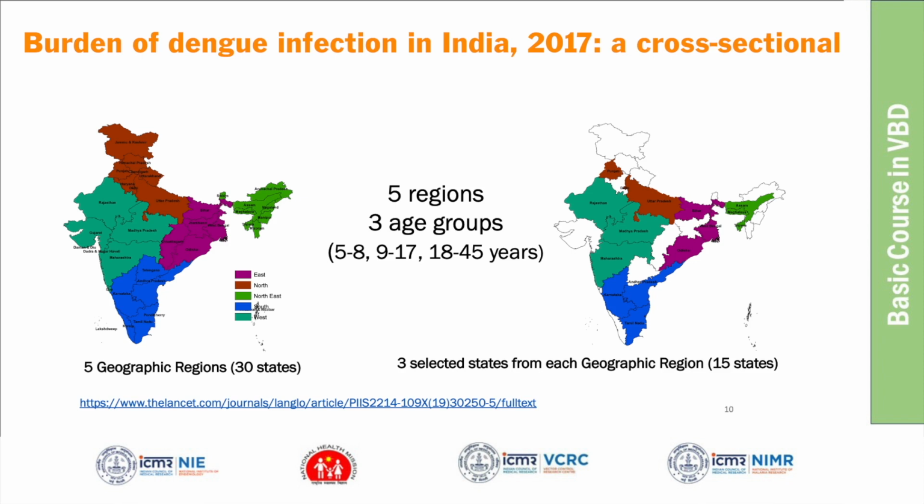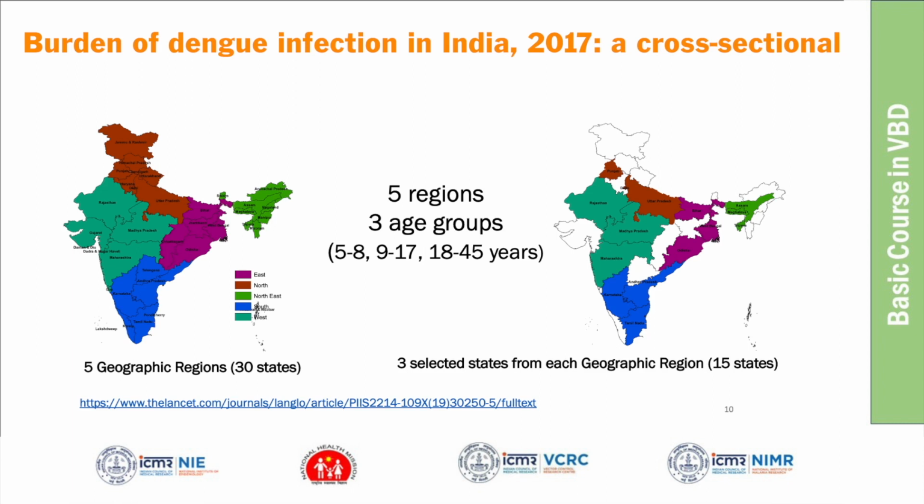For the purpose of this study, we divided the country into 5 geographic regions. You can see the southern region in blue color, and then the western region, north region, and then east and northeast. So we divided the country into 5 regions, and in each region we selected 3 states. In each state, we selected 4 districts. In each district, we selected 4 clusters, 2 from rural areas and 2 from urban areas.